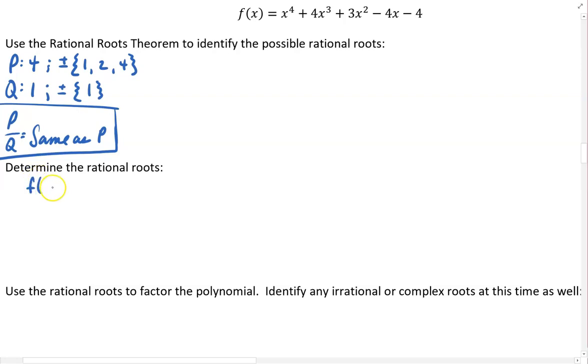Now, I've only got 6 to check, so this time I don't think I'll even bother trying to use the rational roots theorem or synthetic division to find these. I'll just use brute force and check all of them. So f evaluated at 1, negative 1, 2, negative 2, and 4 and negative 4.